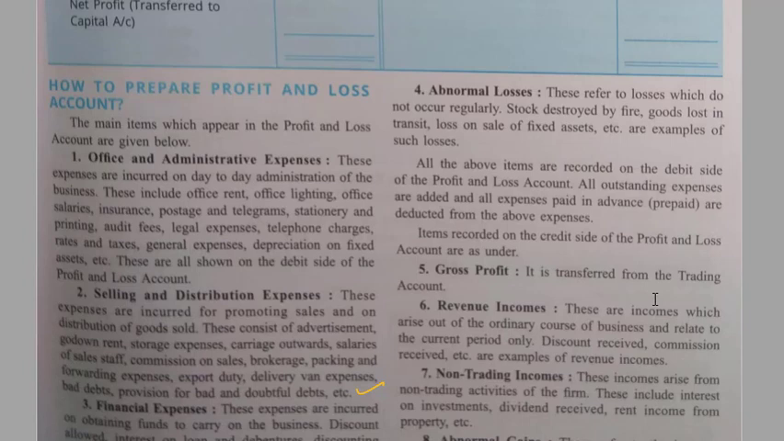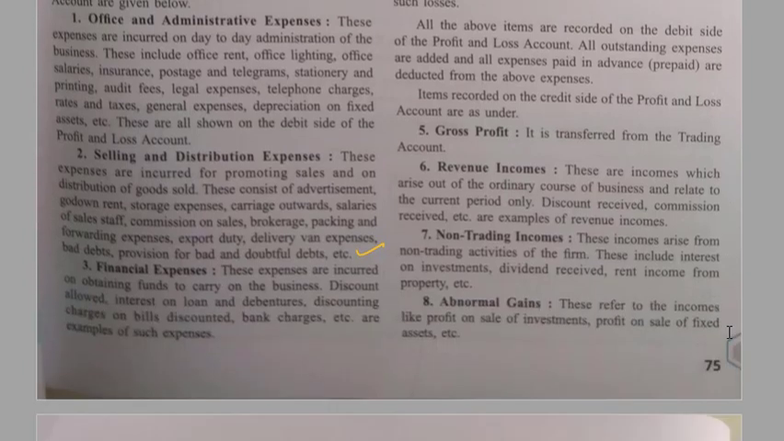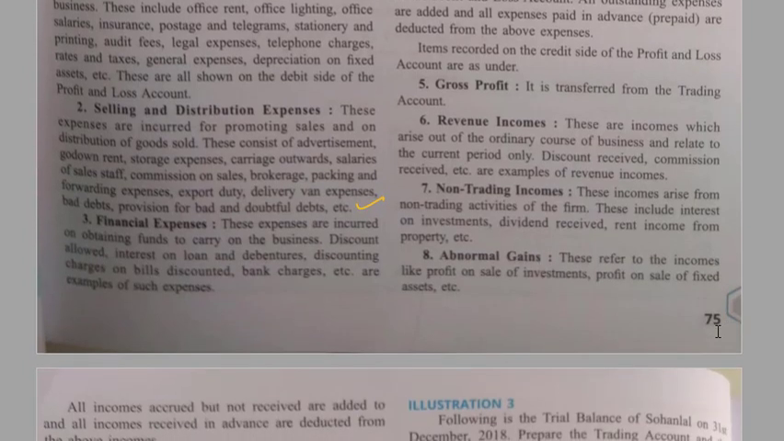Items recorded on the credit side of the profit and loss account are as under. So here on the debit side, if any outstanding expense is there, that I will debit, and if there is any prepaid expense there, that I will subtract. Prepaid means I have already paid for the coming period. Now on the credit side, the first item to include is gross profit. Gross profit is transferred from the trading account. If you have no gross profit, then you will not write anything.